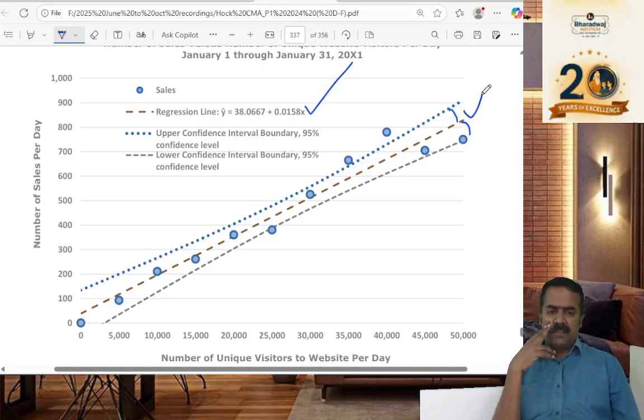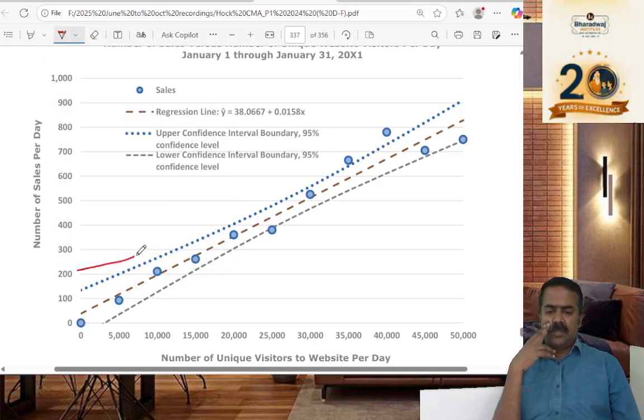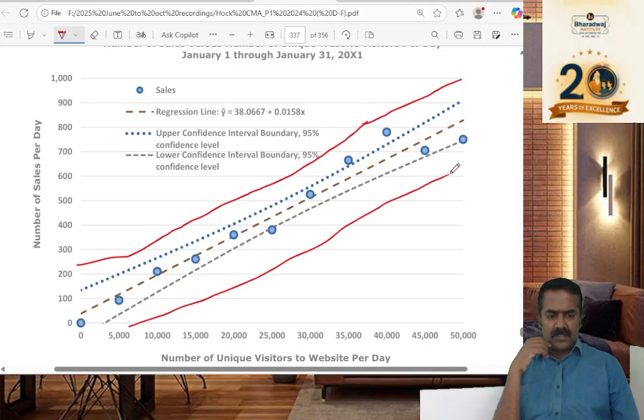The regression line expresses the average. We predict that it will not go above the upper level and will not go below the lower level, with a confidence level. Suppose we take a 10% interval, how will it look? This is 95%, and if we take 90%, how will it come? Maybe the upper level will be like this, maybe still a little bit extra, and the lower level will be like this, which means deviation from average will be more. From average, deviation will be more when you have what?